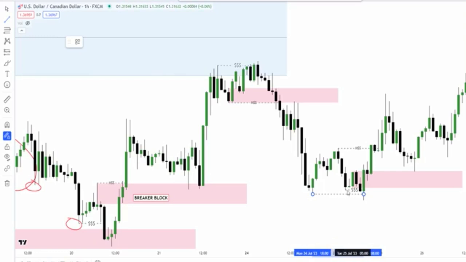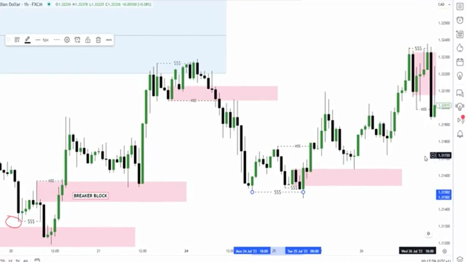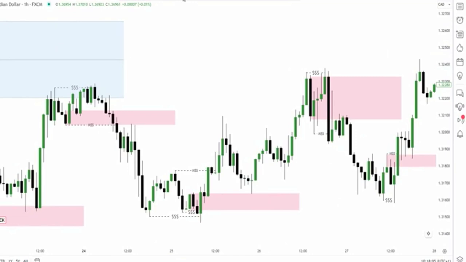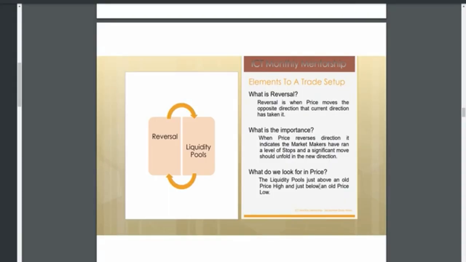Liquidity below here, and then all this area is filled with liquidity. Price reversing, shifting structure at this point where I put this MSS, market structure shift. As price was coming back, it came back into the area and then it moved up again to this level, creating a liquidity sweep above here. Price always pushes above the previous high, just like ICT defines it: the liquidity pool just above an old price high, and just below an old price low. That's the simple concept behind this trading strategy.